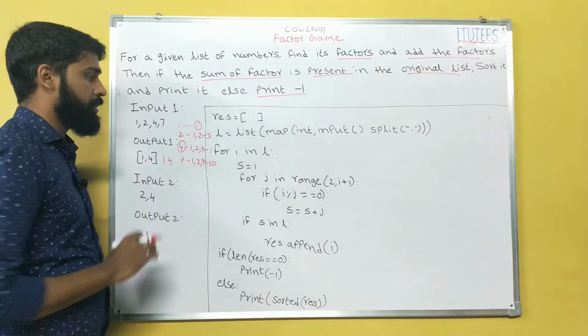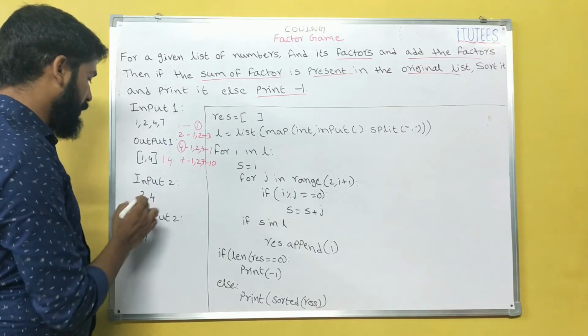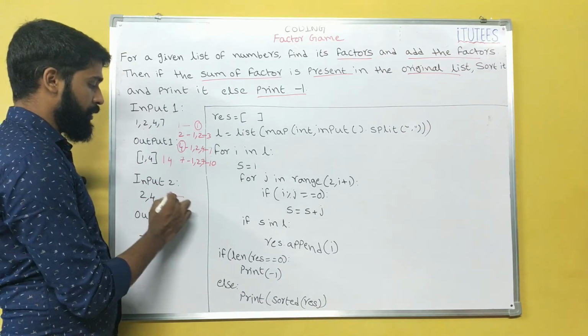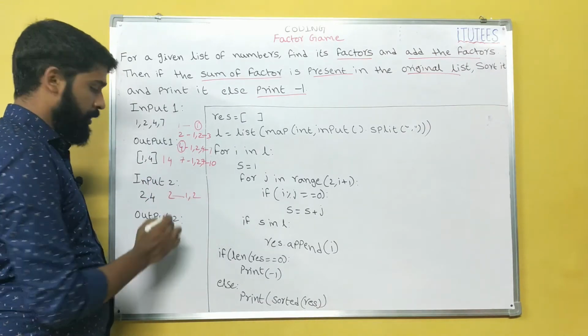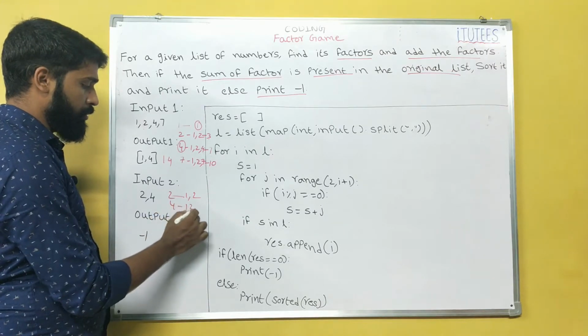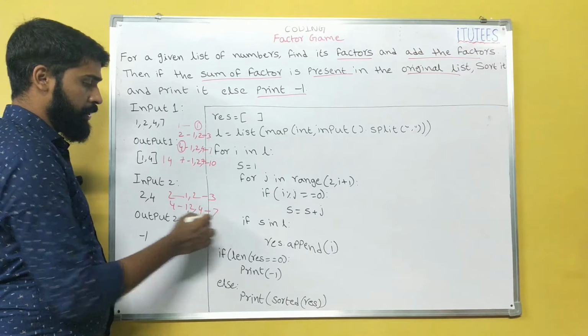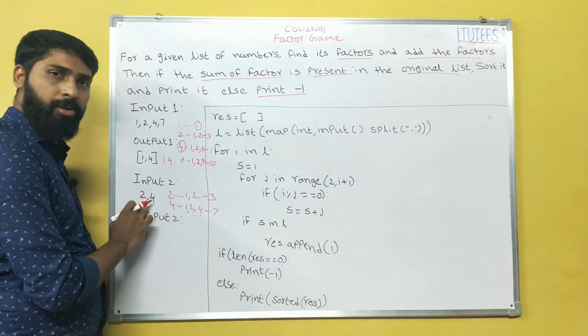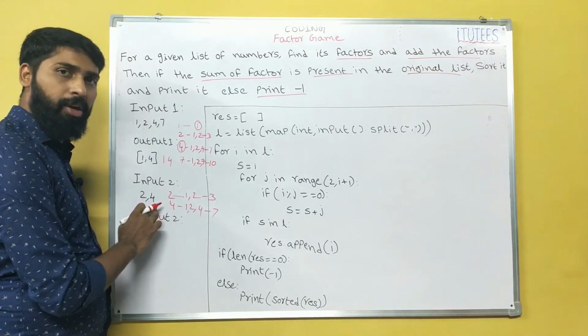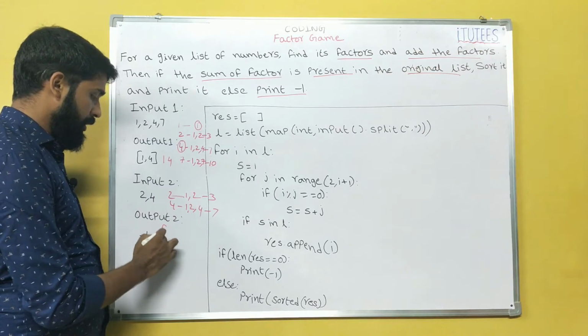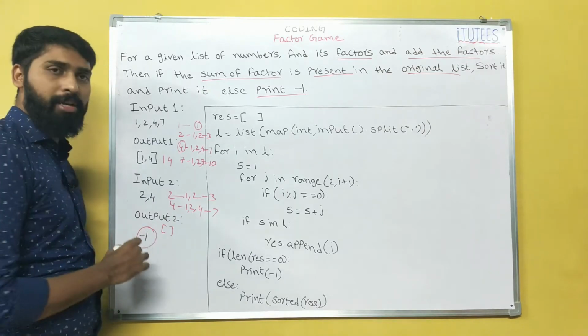I hope you all understand the problem. Another input is 2, 4. So what is the factor for 2? 1, 2. What is the factor for 4? 1, 2, 4. The sums are 3 and 7. 3 is in the list? No. 7 is in the list? No. So it is an empty list, so you can print -1.